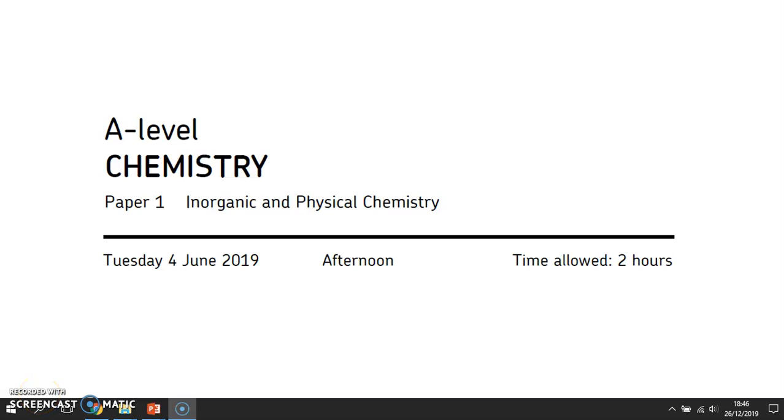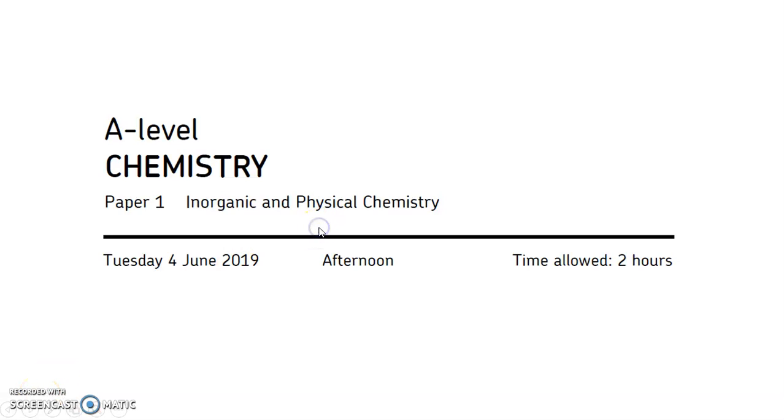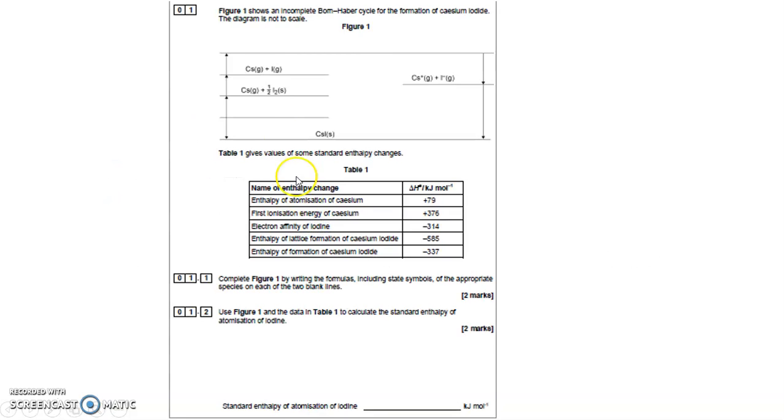Paper 1, June 2019. Figure 1 shows an incomplete Born-Haber cycle for the formation of cesium iodide. So we've got two missing lines here, and we've got to write the formulas, including state symbols, the appropriate species on each of these two blank lines. So let's have a look.